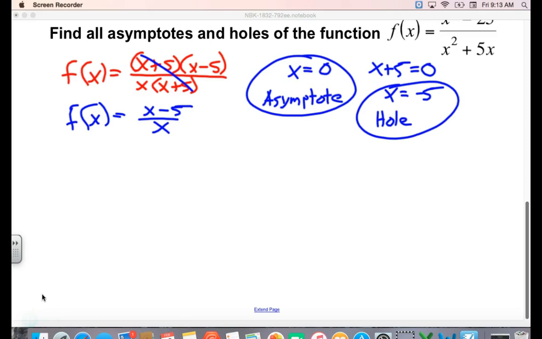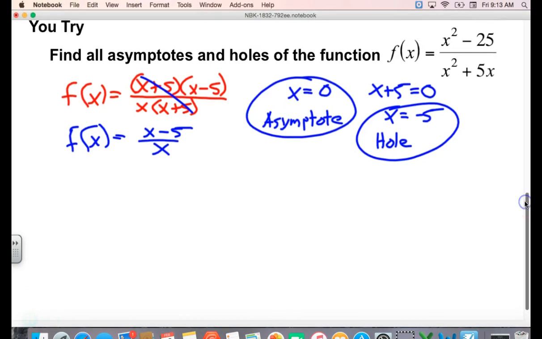All right, so right here you can see what's going to happen. We factored the numerator. It's a difference of squares. So x squared minus 25 is really x squared and 5 squared. So we can rewrite it as x plus 5 times x minus 5. On the bottom, you've got a GCF of x. So you take out x, that leaves x plus 5. So you got x plus 5 on top and bottom. Those are going to cancel out. So on top you're left with x minus 5, and on bottom you're left with just x.